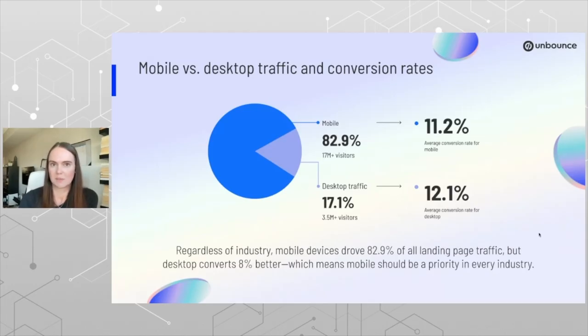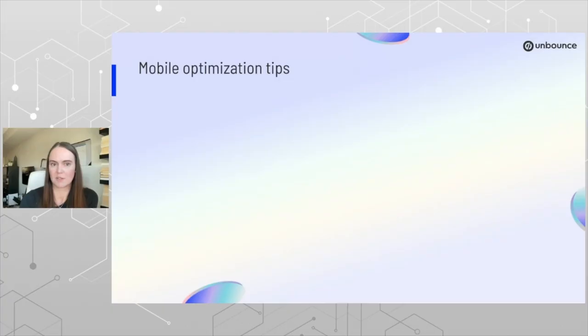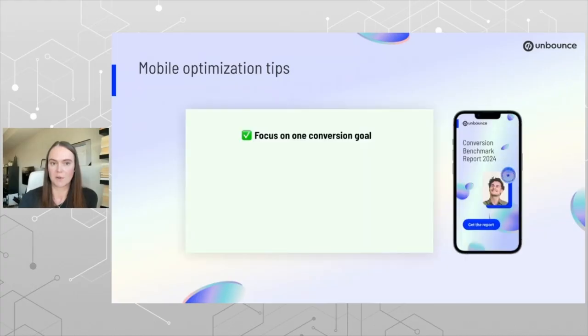Now, let's talk about some simple mobile optimization tips so that you can start closing the conversion gap between desktop and mobile. First, we suggest focusing on one conversion goal. Dual CTAs like buy now and learn more aren't typically best practice, but they're even less effective on mobile. We recommend keeping it simple and making it clear what action you want the user to take. The next one we have is reducing the number of links on your page.